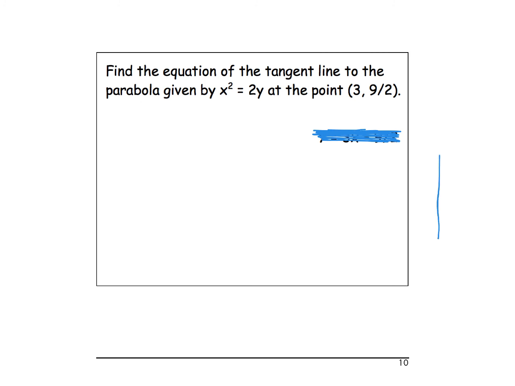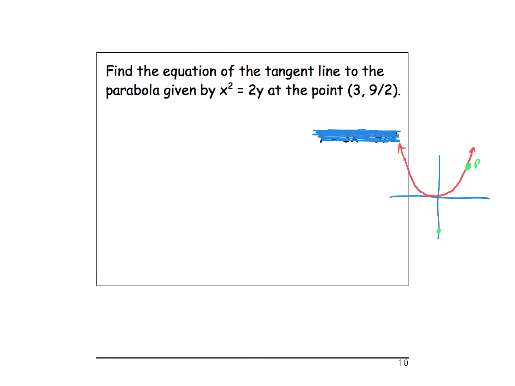So in my head, I'm thinking of x squared equaling 2y as y equaling 1/2 x squared. So it's just a parabola. It's a little bit wider, but it goes through the origin, and my vertex is at the origin. I have point P, (3, 9/2), we'll call it there.